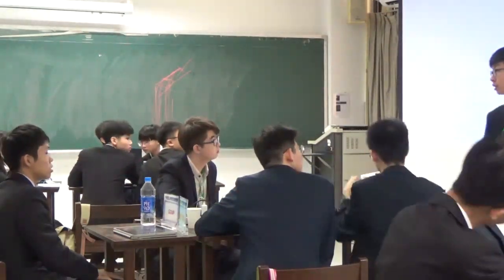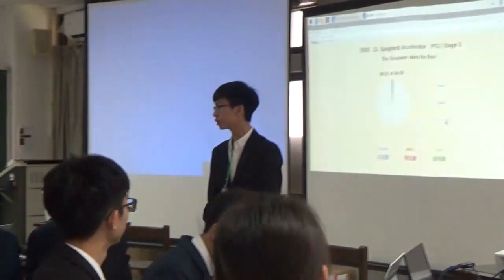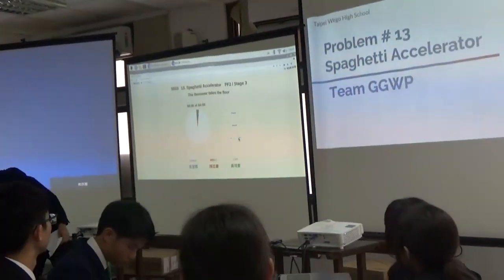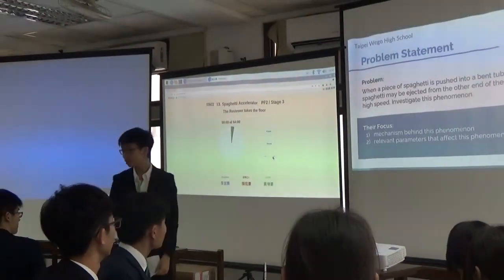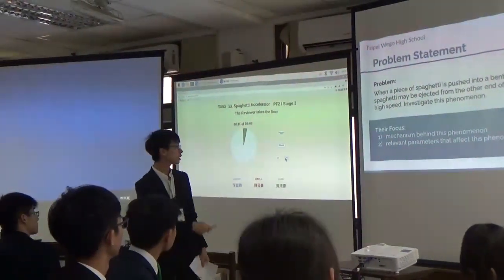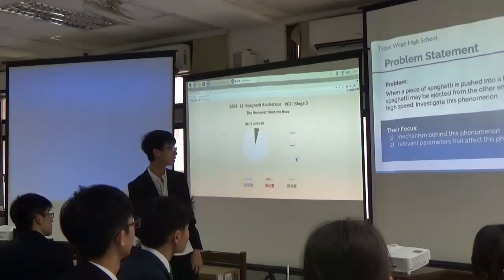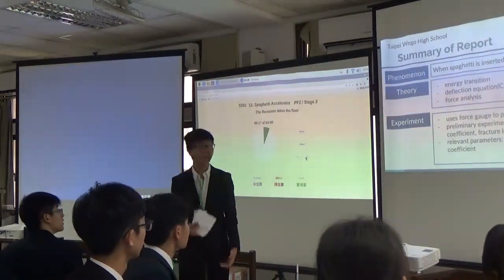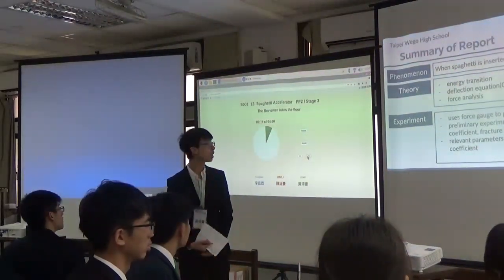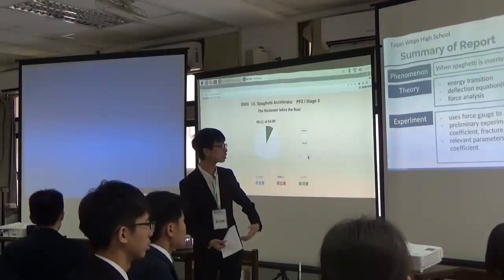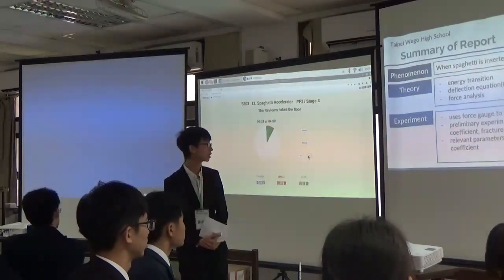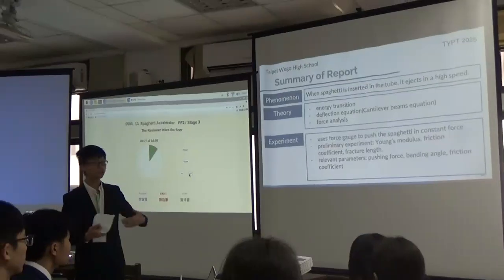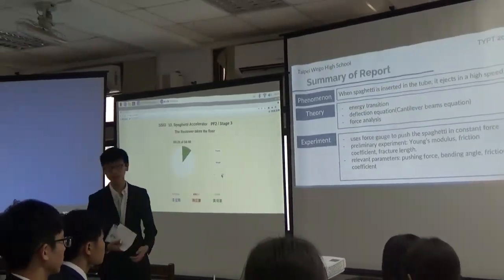Honorable juries, fellow debaters, and esteemed guests. This is the reviewer from Team GGWP reviewing the topic spaghetti accelerator. So this is the problem statement, and their focus is on the mechanism behind this phenomenon and the relevant parameters. This is the summary of the report, and the theories that they focus on are energy transformation, deflection equation, and force analysis. And their experiment has a force gauge that pushes the spaghetti with a consistent force.